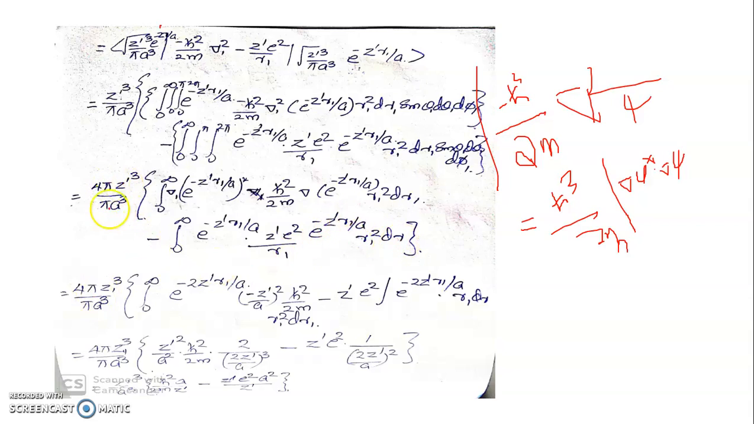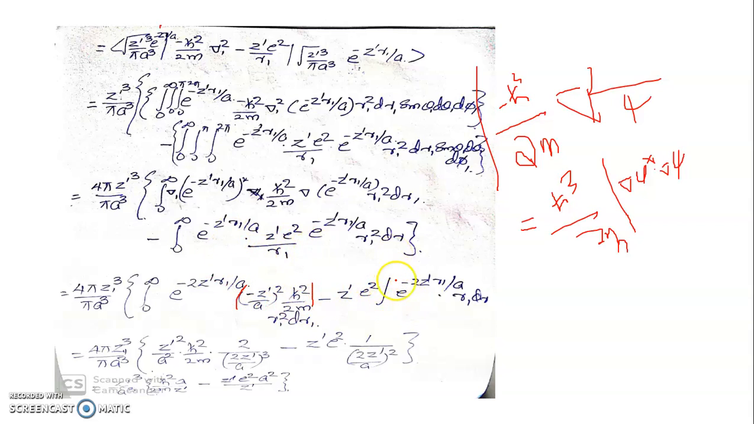So 4 pi can be vanished here, but anyway, we keep them for another step. 4 pi z prime cube by pi a cube, integral 0 to infinity, gradient of this one, that is the exponent into minus z prime divided by a. And here also the gradient generates a constant term, minus z prime divided by a. Overall that will make it minus z prime by a, whole square. H bar square by 2m is also kept here. Now these are constants. Minus z prime e square is taken out from this term.